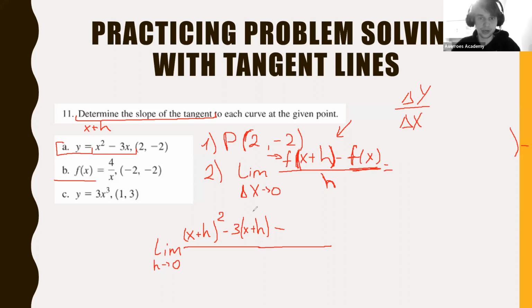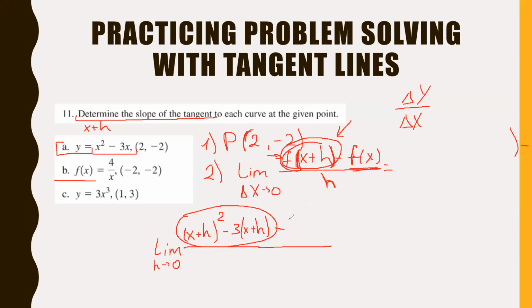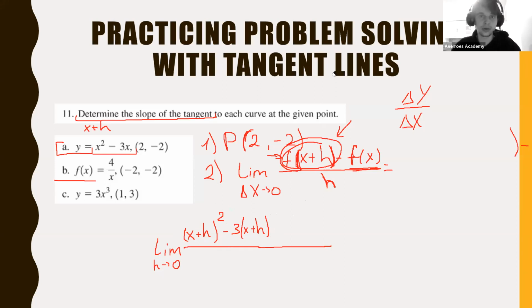Because this part is this part. You see it? Yeah. Kind of makes sense. We just replaced f of x plus h with the actual value of the function at this point. This is how we would evaluate the function at point x plus h.